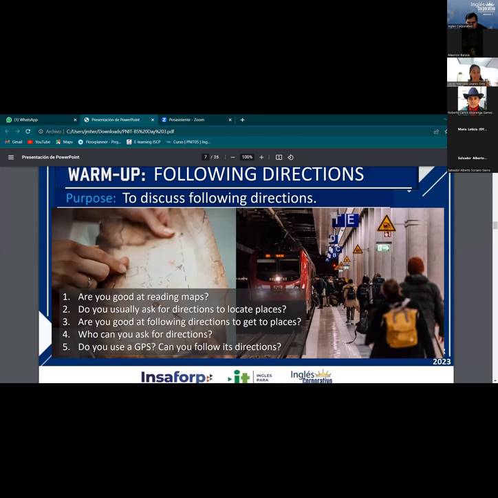Number three. Are you good at following directions to get to a place? A GPS. GPS. Okay. In my opinion, I use it to get directions to other places. And other times, for directions, there were street names, like Alameda Manuel Enrique Araujo, Juan Pablo II, third street, but today Google Maps is very important because you put the direction in Google Maps and you can follow it, yeah?